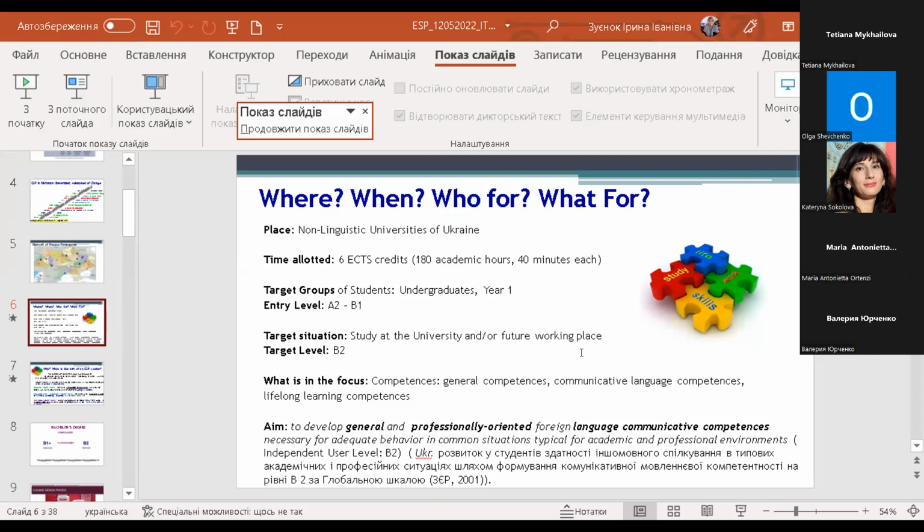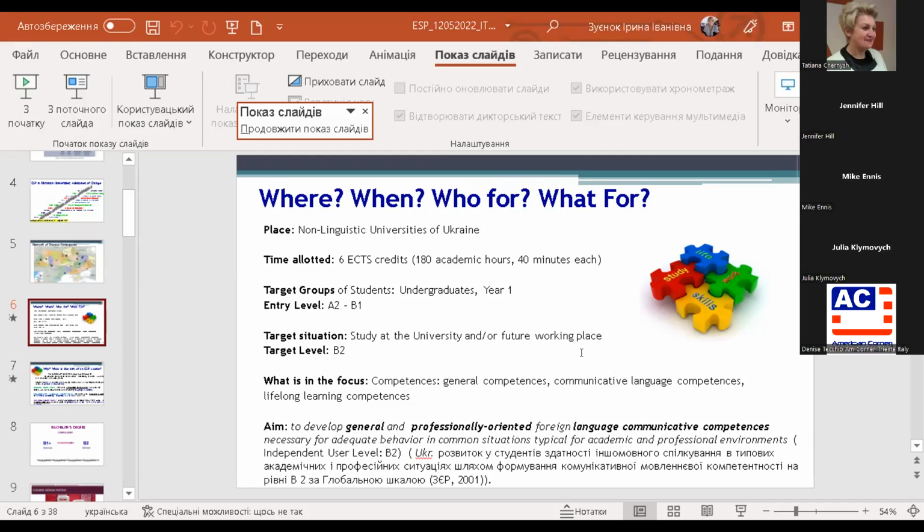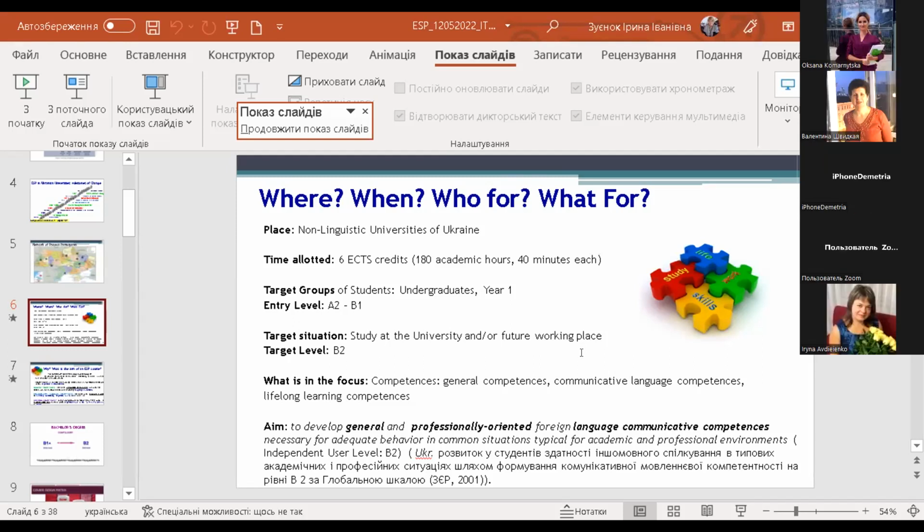And here you can see place: non-linguistic universities of Ukraine, time allotted 6 ECTS credits, that is 180 academic hours, 40 minutes each, target groups of students undergraduate year 1, entry level A2 to B1, and you see target situation, study at the university and or future working place. We do not know where our postgraduates, I mean bachelors, will work, or maybe they will continue their study at master's degree course. It's very difficult to predict.